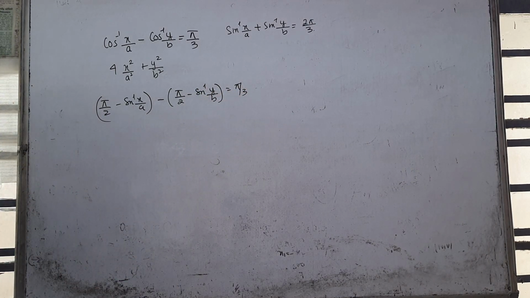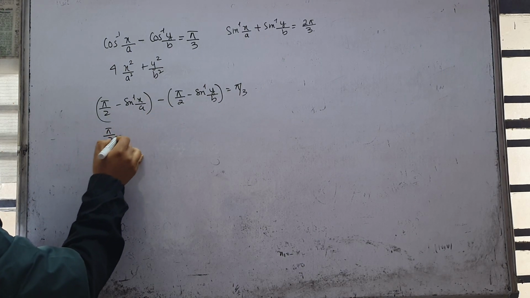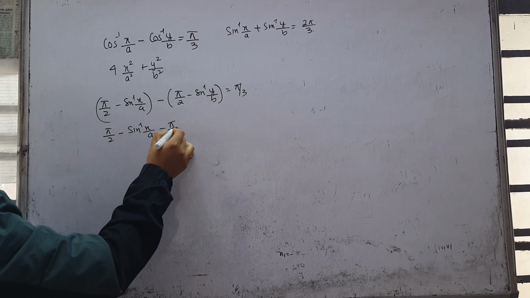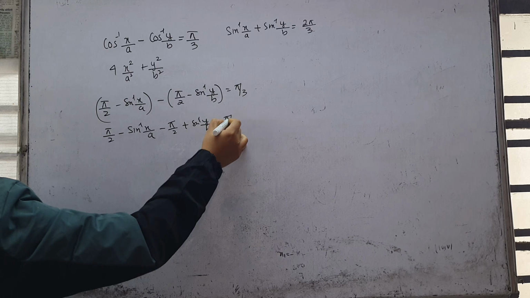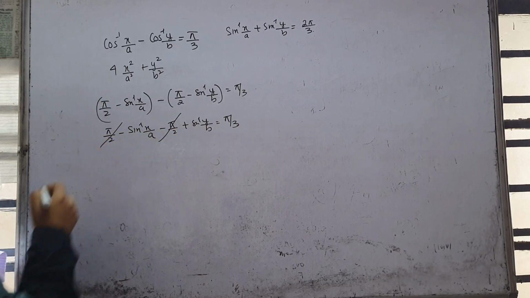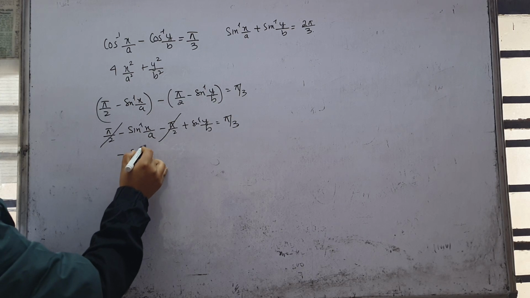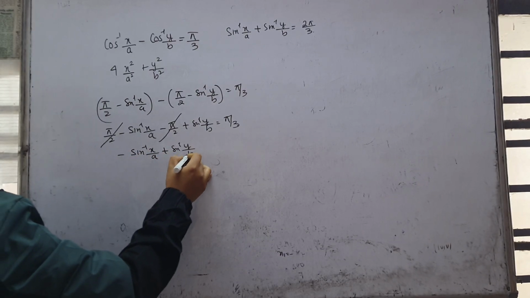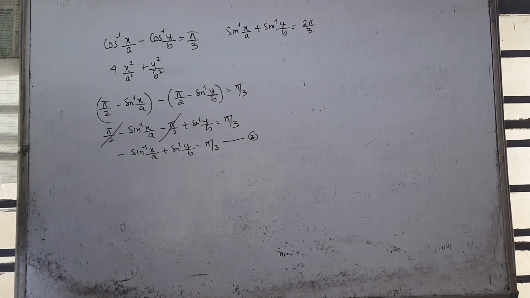Did you understand till here? Now open the bracket and tell me what you get, please. Pi by 2 minus sine inverse x by a minus pi by 2 plus sine inverse y by b equal to pi by 3. Pi by 2 and pi by 2 get cancelled. So can you tell me what is left, everyone? Minus sine inverse x by a plus sine inverse y by b equal to pi by 3. Equation number 3. Is it clear?